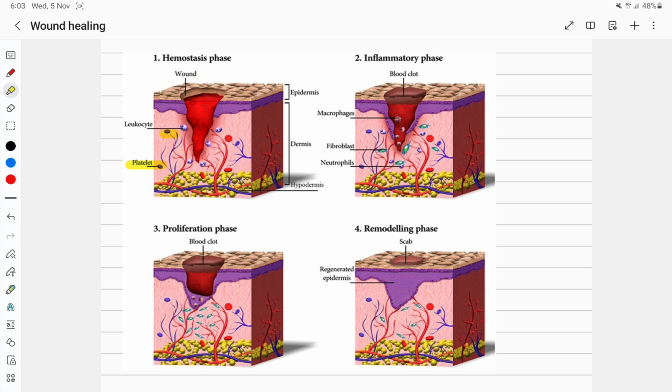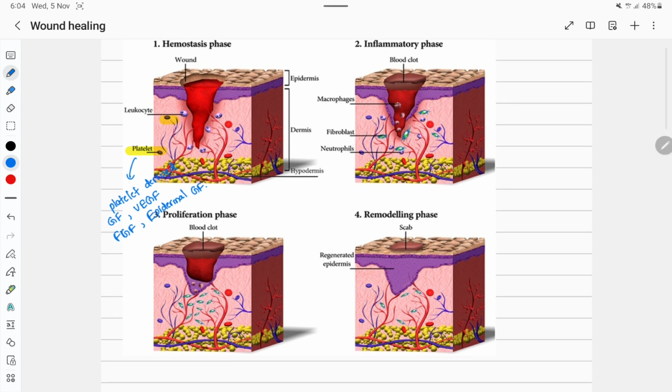Once they are activated, they release granules, and those granules release growth factors like platelet derived growth factor, fibroblast growth factor, vascular endothelial growth factor, and epidermal growth factor. Once those growth factors are released, there is deposition of the extracellular matrix and there is angiogenesis as well.